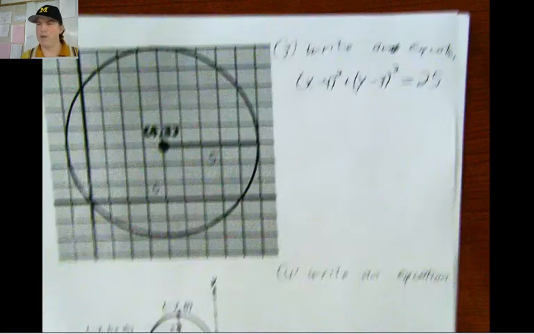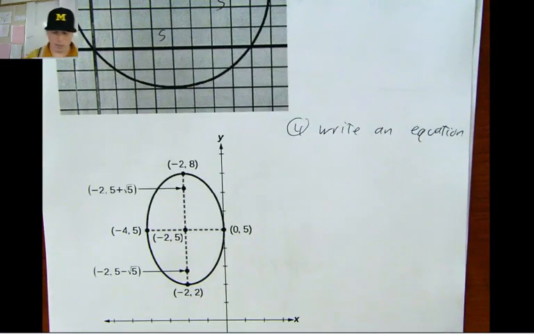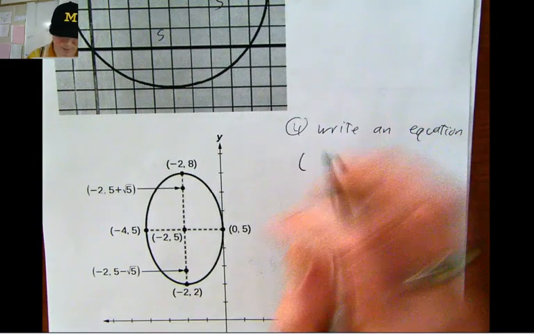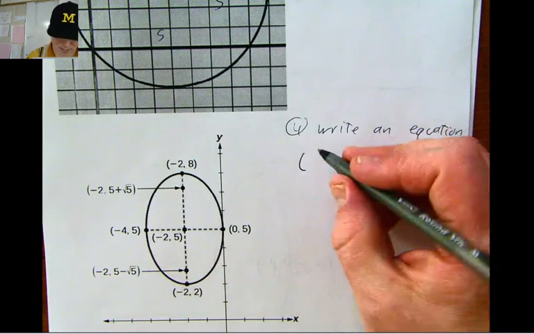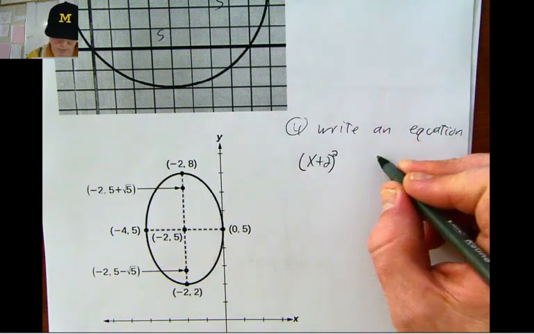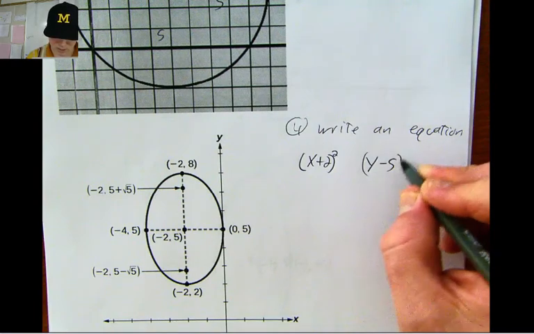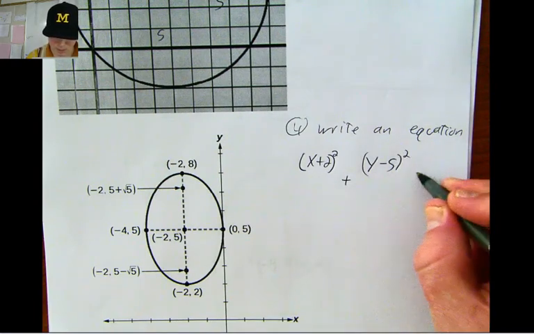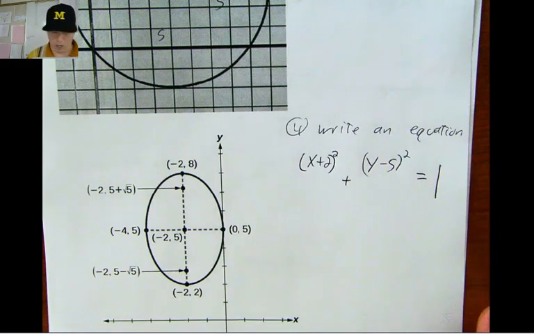All right, last one. This one's an ellipse, and we need to write ourselves an equation. But the center is at -2, 5, so it starts the same. x plus 2 quantity squared. And over here it'd be y minus 5 quantity squared, and there's going to be a plus in between them. And because it's an ellipse, it's going to be equal to 1.